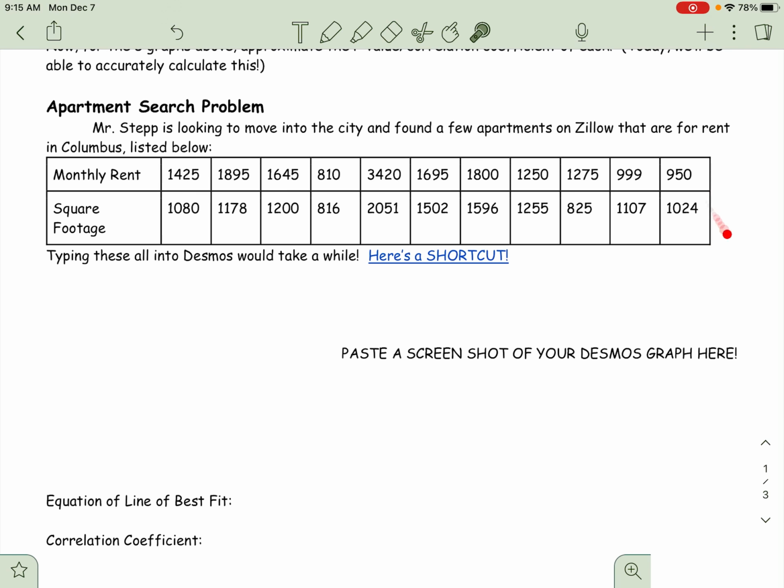By the way, these are accurate. I think it was Mr. Helmlinger that looked these up for us, and these are accurate prices of apartments around Columbus. So if you're wanting to live on your own, I hope you have $1,800 to spend per month on rent. And down below, this is how much area it is, so how big the apartment is. Obviously the most expensive should have the most area. We're going to type these into Desmos, but there's a little shortcut if you click this link. Let's see if I can do it. Open in Safari.